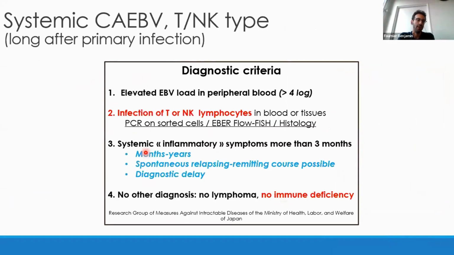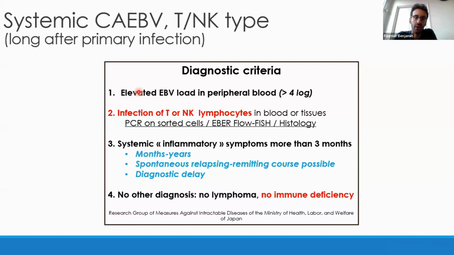Then there is this difficult to understand and to treat systemic CAEBV of T/NK cell type. It occurs long after primary infection. So far, it's most common in Asia, but in fact, probably it's underdiagnosed in Western countries. So Japanese teams have established diagnostic criteria.